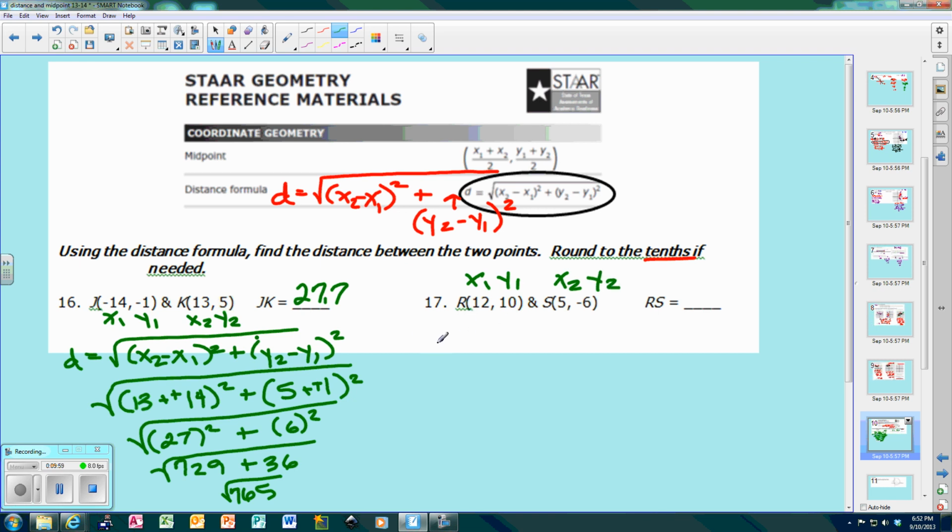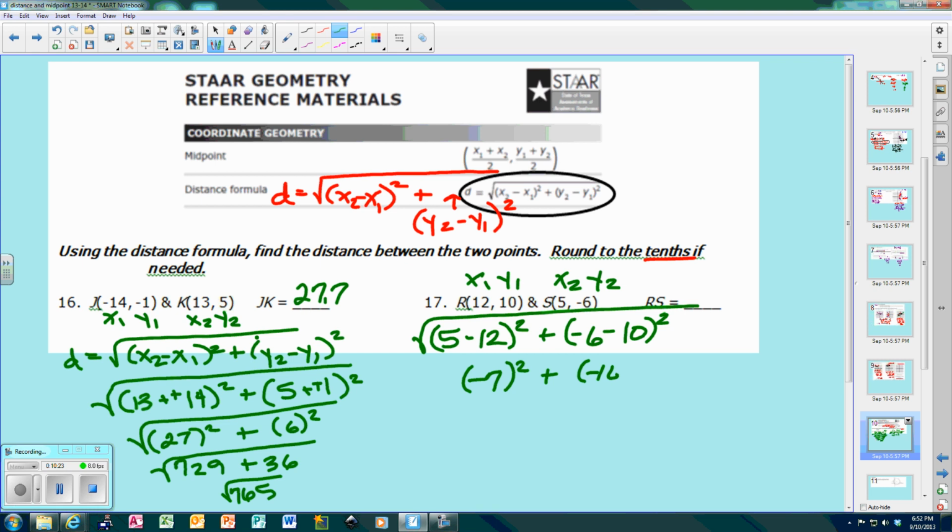So the formula says x2, which is 5, minus x1, which is 12. And then I'm going to square it. Plus y2, which is negative 6, minus y1, which is 10. And then I've got to square that also. So 5 minus 12 is negative 7. Plus negative 6 minus 10 is negative 16 squared.